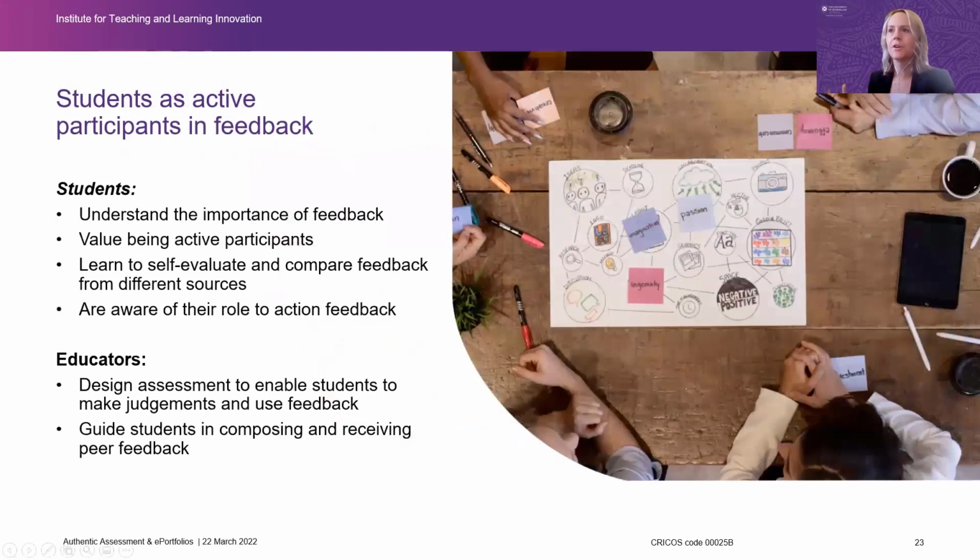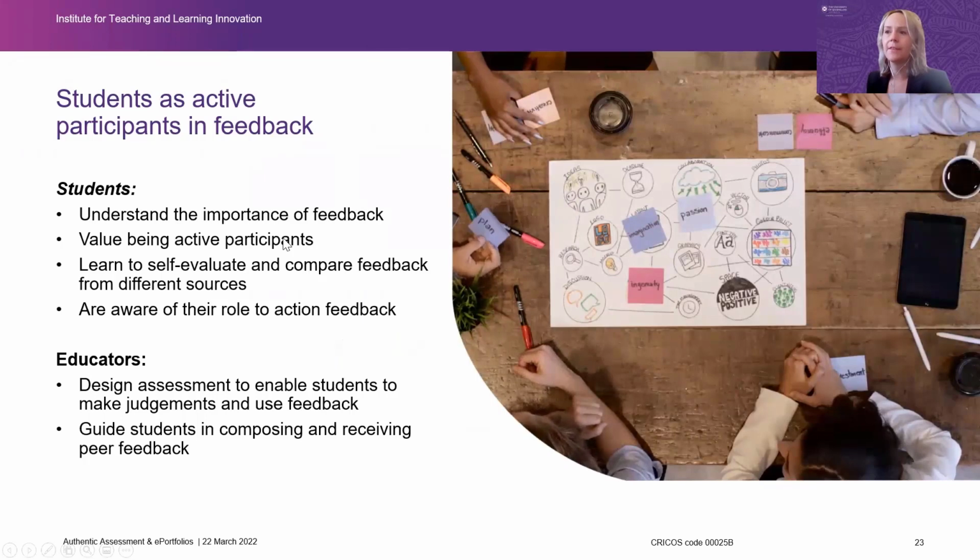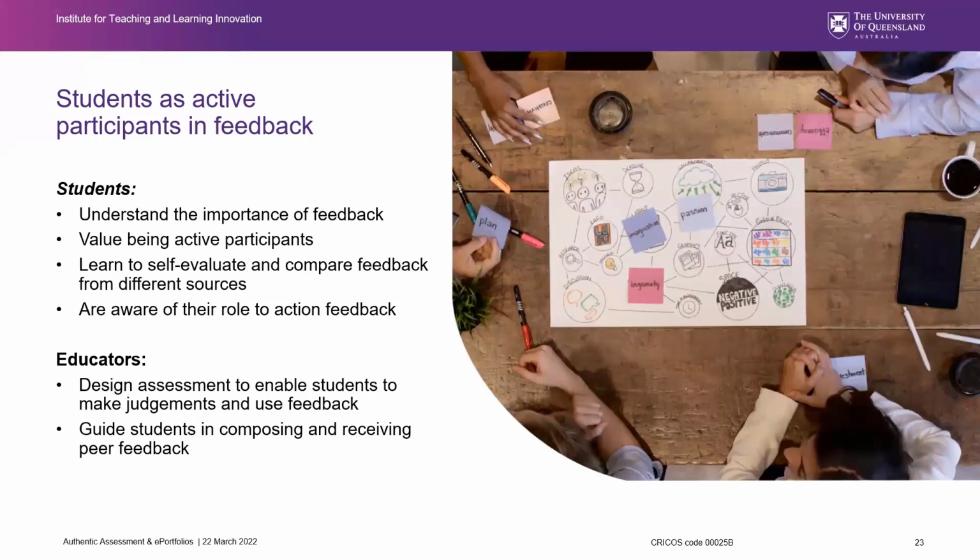And so we spoke about this last time, active participants in that feedback process, where students understand the importance of it, they value being active participants, they learn to self-evaluate and compare feedback, and are aware of their role to action feedback. And our job as educators, we need to design the assessment tasks to enable students to make those judgments, remember the quality of their work and the work of others, and use that feedback and increase feedback uptake, and guide students in composing and receiving that peer feedback, if you can do that as well. So we think about not only authentic assessment, but authentic feedback processes. And I'm going to show you some of those as well.